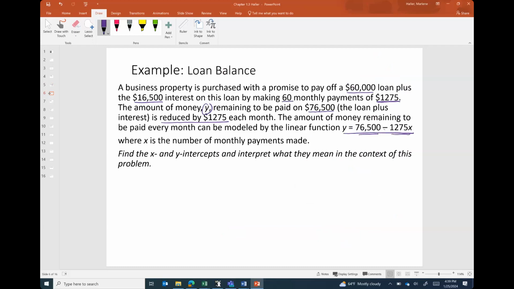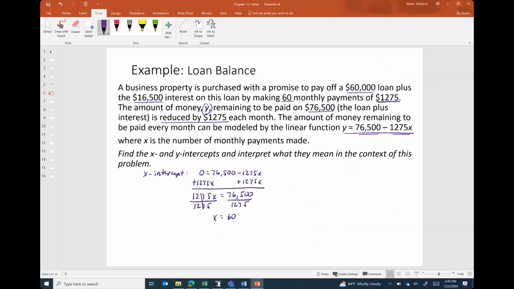All right, let's see. We'll start with the x-intercept. To find the x-intercept, we let y equal 0. So we'll say 0 equals 76,500 minus 1275x. And we'll solve for x. All right, I think I'll just add 1275x to both sides. So then I'll have 1275x being equal to 76,500. And we'll divide both sides by 1275 and we'll have our value for x. All right, and 76,500 divided by 1275 is 60.